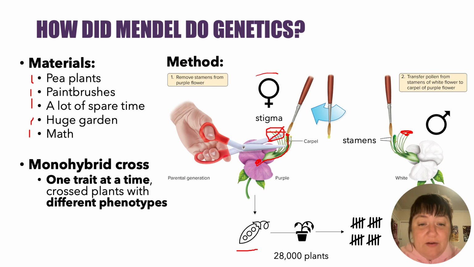So he grew them out, and then he would count the number of traits he saw. And this was also before the invention of calculators. Anyway, so he did something called a monohybrid cross. So basically looking at one trait, so mono means one trait at a time, he would cross the plants with different phenotypes and observe the hybrids.